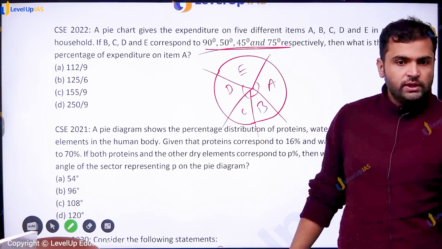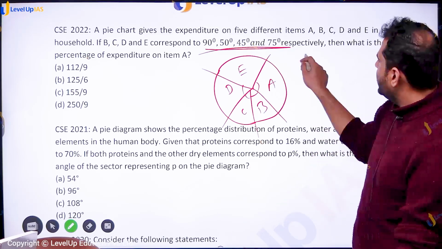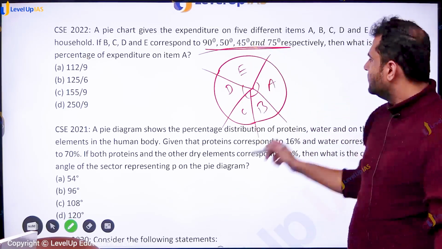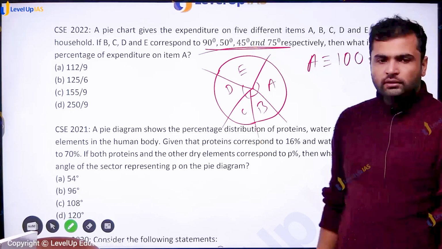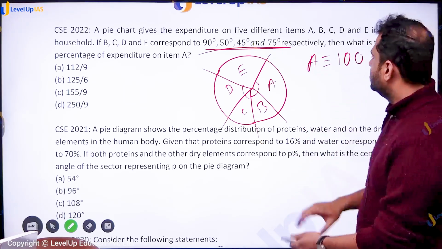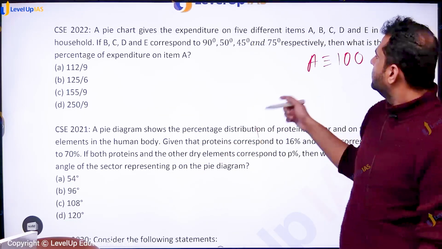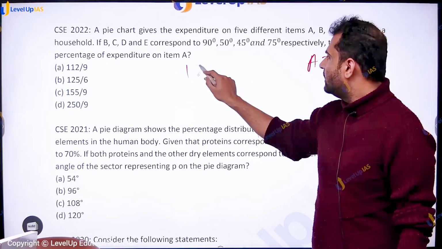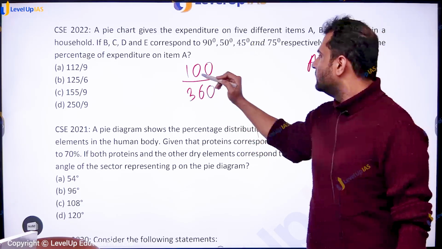What is it? 100. 360 minus the sum of all this, so the angle corresponding to A is 100. So what is the expenditure on item A? It is 100 out of 360, right?